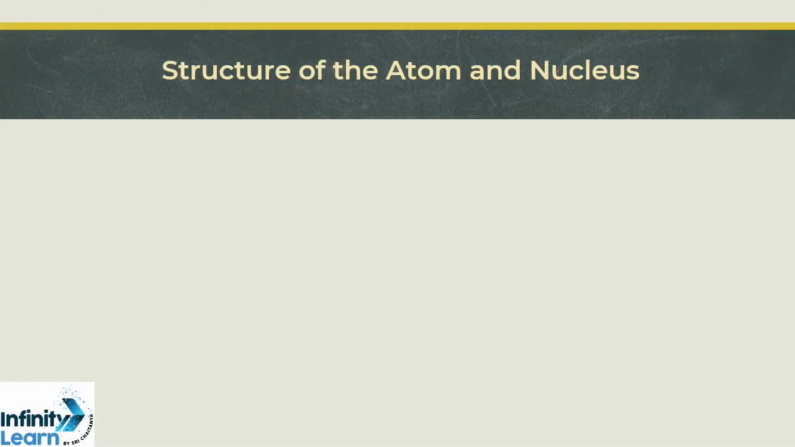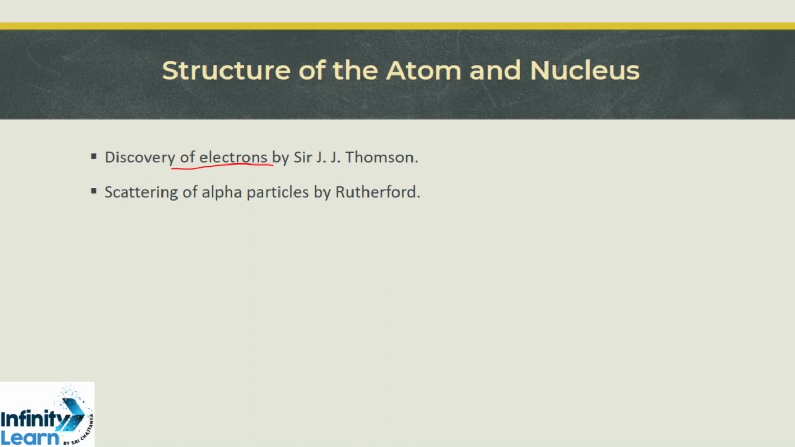Now coming back to the topic, let us first talk about the structure of atoms and nucleus, and there are these two events that led to the clearer understanding of the atomic structure. The first event was the discovery of electrons by Sir J.J. Thomson during an experiment, and the other experiment was the scattering of alpha particles by Rutherford, which led us to the clearer understanding of the structure of nucleus.